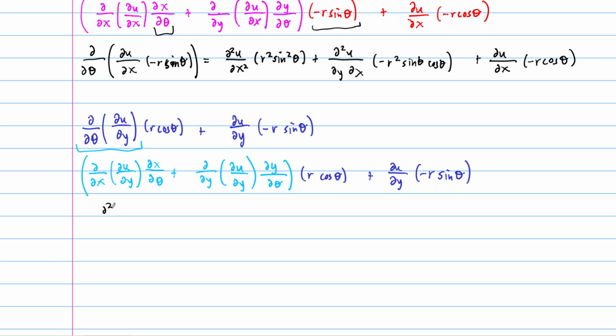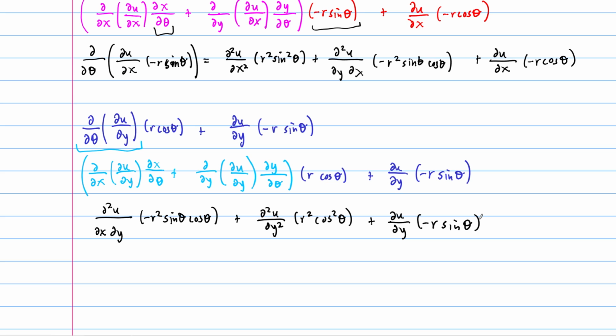So this will be the second derivative of u dx dy times the derivative of x with respect to theta, which is minus r sine theta. So altogether, this is going to be minus r squared sine theta cosine theta. All right, plus this next term is going to be the second derivative of u with respect to y twice, dy d theta, which is this again, right? So this is going to be r squared cosine squared theta, plus this term is done, right? Du dy times minus r sine of theta.